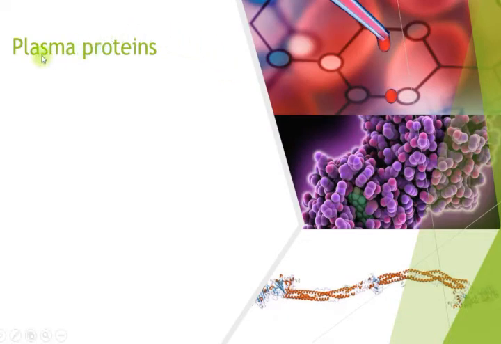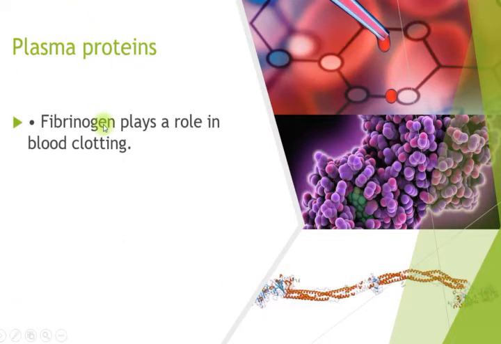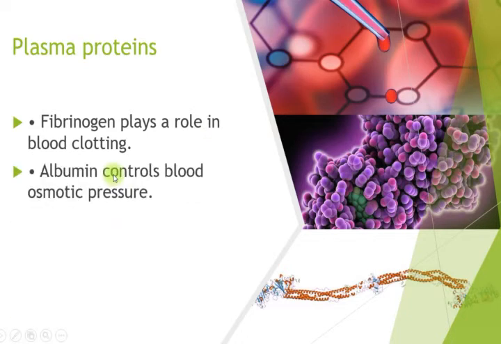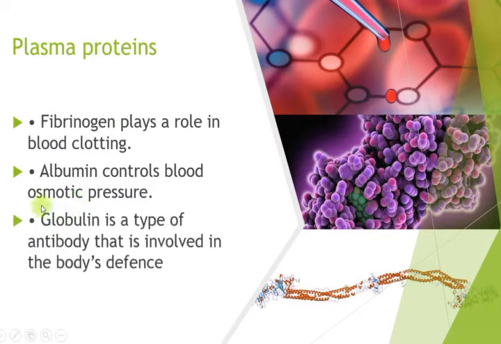The other component of the blood plasma is plasma proteins. Examples of the plasma proteins are fibrinogen, which plays a role in blood clotting, and albumin, which controls the blood osmotic pressure. All of these are proteins. Another example is globulin, a type of antibody that is involved in the body's defense. So these are examples of the plasma proteins.